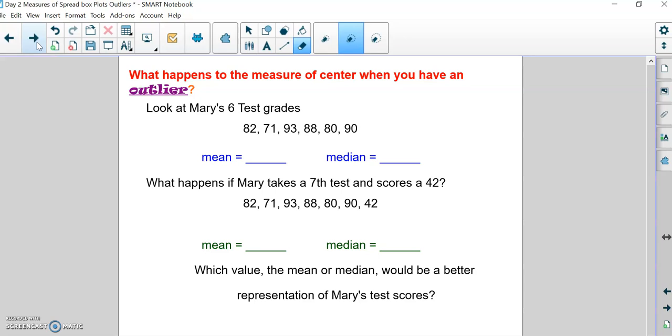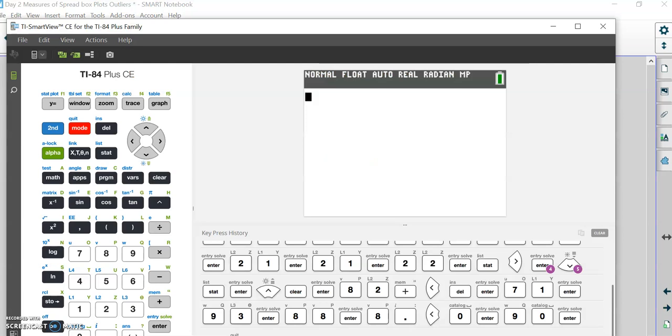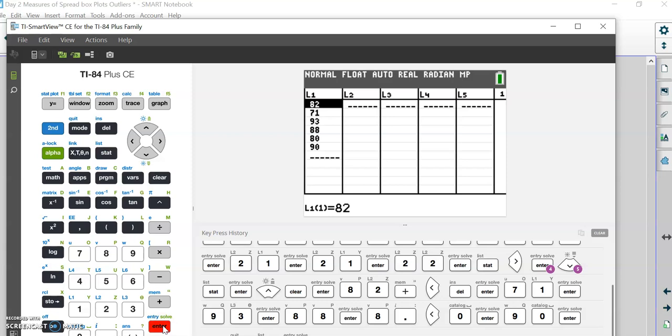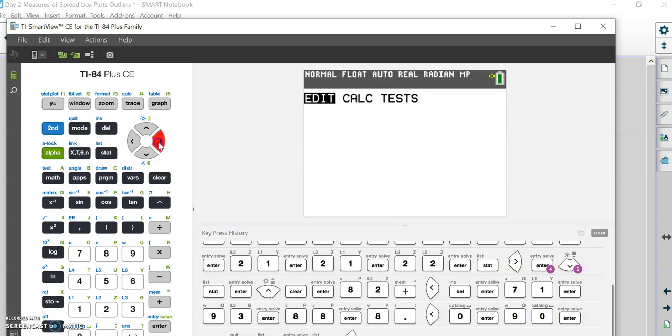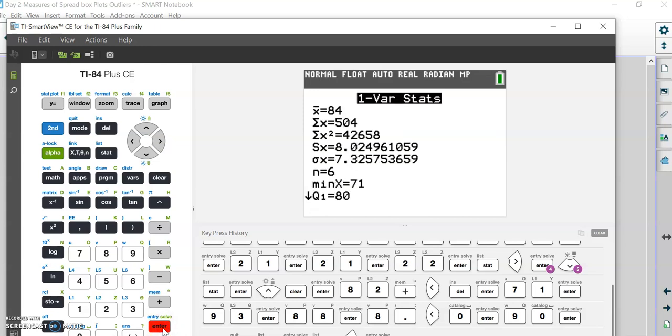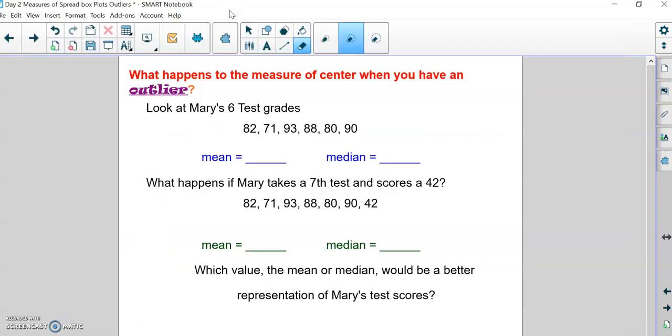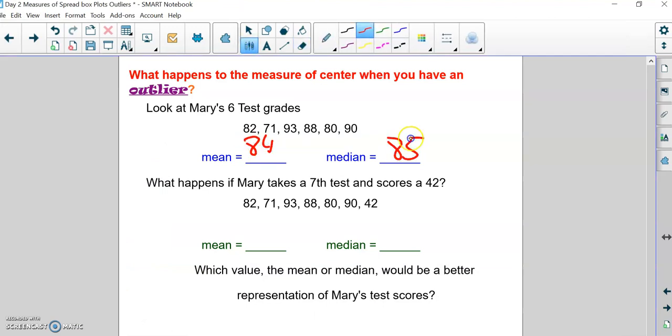So we would type this into our calculator. I've already done so, if you want to pause it and then go talk about it, you can. But just to show you, we already have our data in there. So we're going to hit stat, go to calc, go to one variable stats. We're going to find our mean is 84, and then we can scroll down to our median, which is 85. So we should say that our mean is 84, and our median is 85.